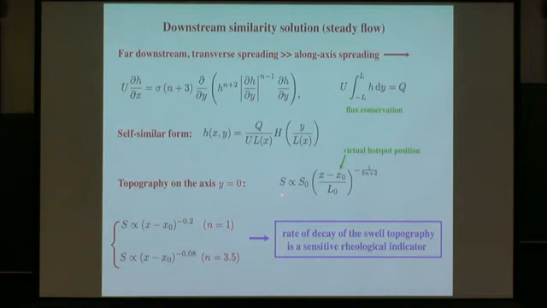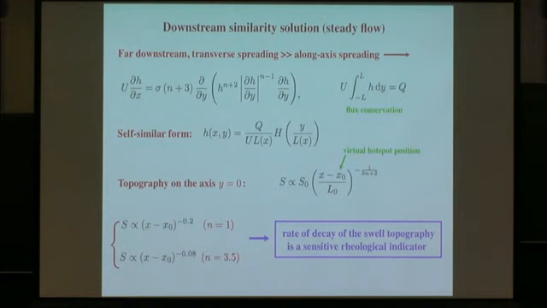So if you solve this out, there's an analytical solution available, which I didn't write down for you. But you find that the topography on the axis, x, the symmetry axis, y equals 0, has this form. So far downstream from the source, you find that the topography decays according to the power minus 1 over (3n plus 2). And now those are evaluated here. If you have a Newtonian fluid, the standard case, for n equals 1, you find that the topography decays as distance to the minus 1/5 power.